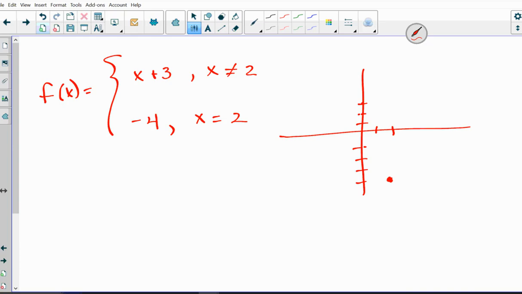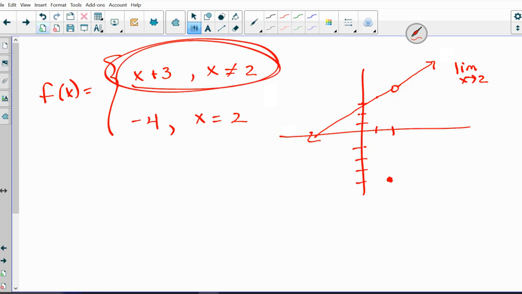You'd have that going on. Okay? So if I ask you the limit as x approaches 2, does it have anything to do with that dot down here? No, it's all from the top piece, right? So it's all from this part of the function. Does that help?